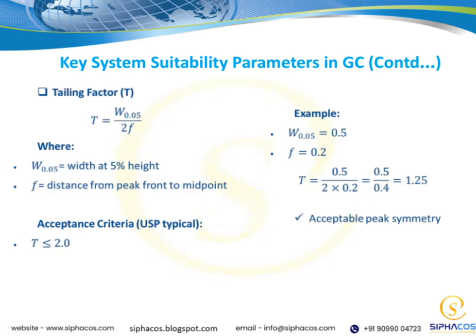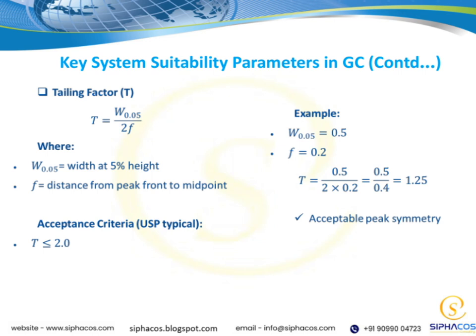Let's continue our discussion on key system suitability parameters in gas chromatography. As we saw earlier, these parameters are essential for ensuring our GC system performs reliably and produces accurate, reproducible results. On this slide, we're focusing on some additional important factors. First, we have the concept of system precision, which refers to the consistency of repeated injections under the same conditions. It's crucial because it tells us how dependable our system is over time.